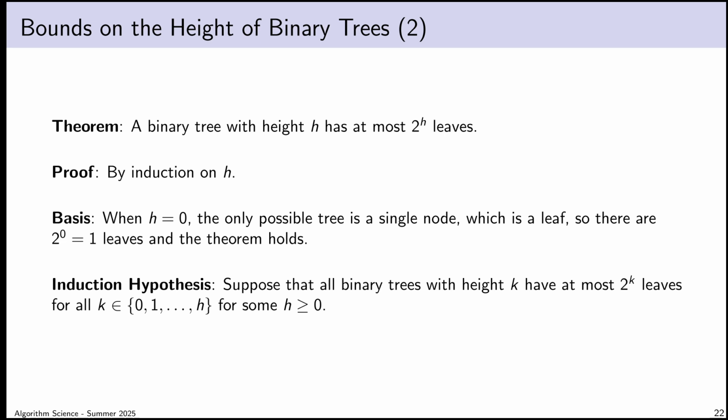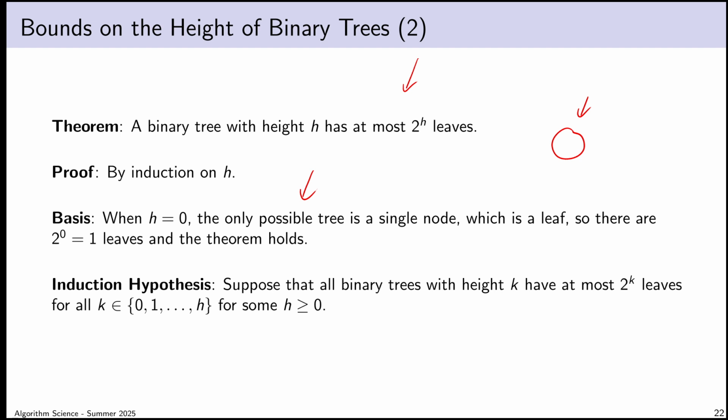So why not? Why not do an induction proof? My theorem is: a binary tree with height h has at most 2 to the h leaves. As usual, I can leverage the fact, and this is great about induction proofs involving the height of the tree, that when h equals 0, the only possible tree is just one node by itself. And that means that it's really easy to prove things about a node by itself.